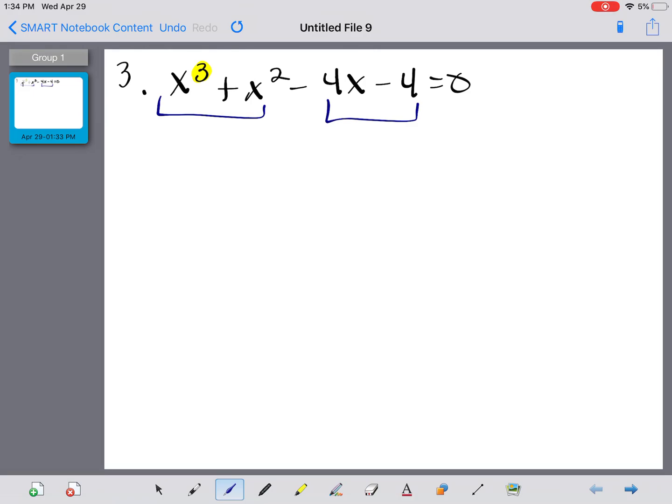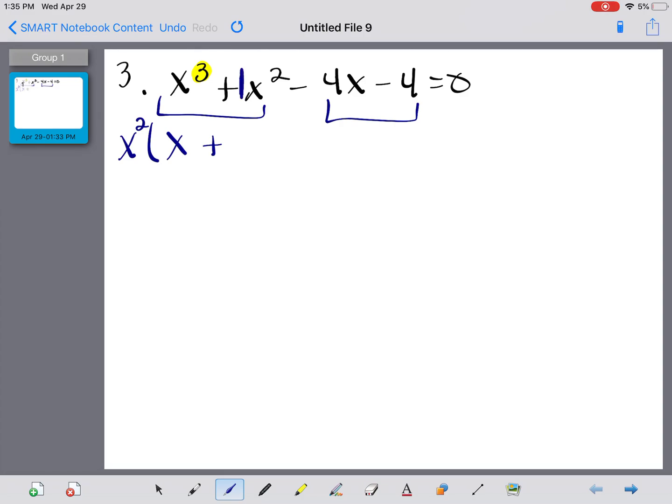My GCF between x cubed and x squared is x squared. I don't know what I was thinking. So when I write my leftovers, my exponents are going to go down by 2. So I started out with 3 x's. I took 2 x's out, 1 x is left.